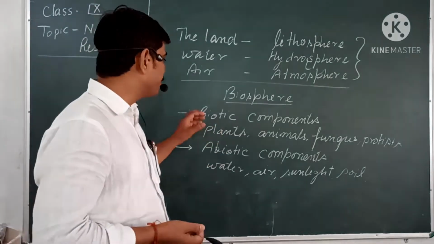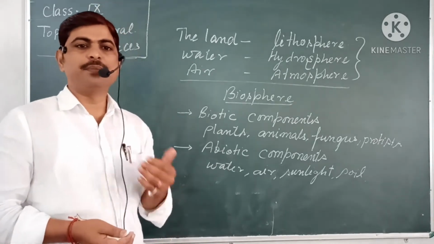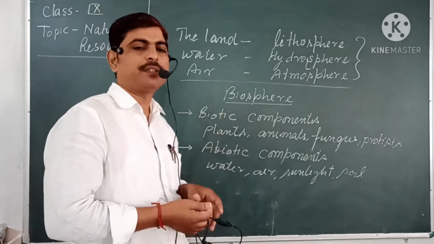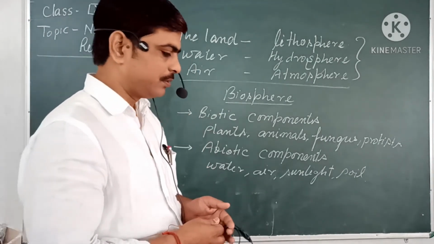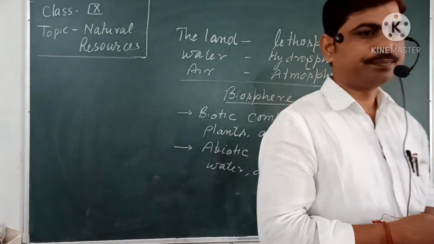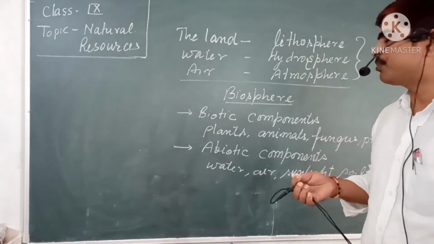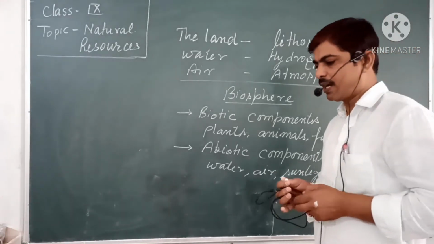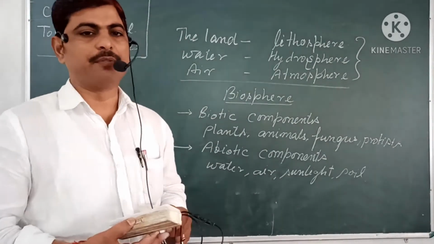So these components affect living beings, and living beings also affect the balance of these components. Okay, and their influence we have to study in this chapter. That forms the ecosystem, also the interaction of living and non-living components of the environment.